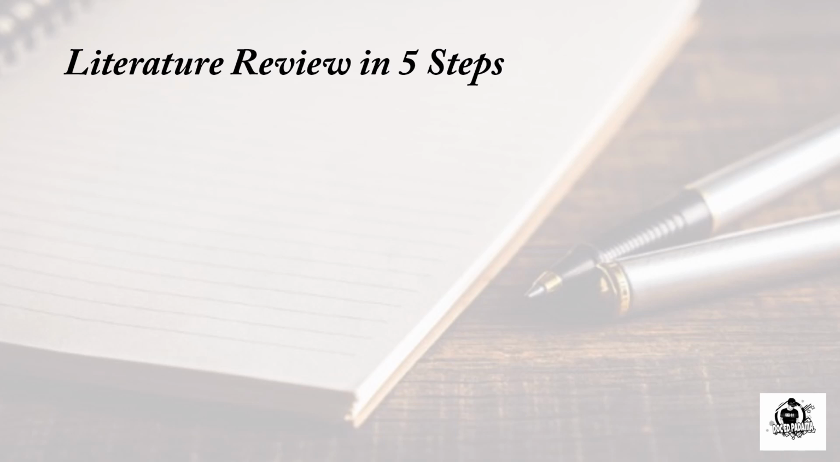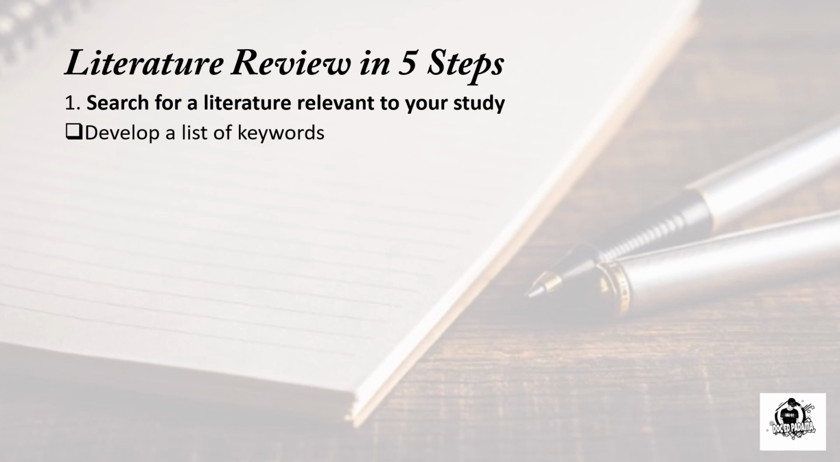Now we move on to our main discussion, which is writing the literature review in 5 steps. Step 1 is search for a literature review relevant to your study. And to do this, you need to develop a list of keywords. This is to facilitate a more organized process of browsing and searching.